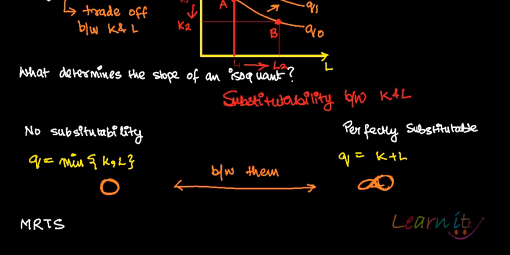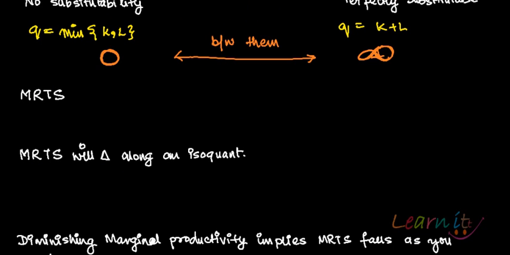Now, this leads us to the concept of the MRTS, that is, the marginal rate of technical substitution. How much labor you have to give up in order to get an extra unit of capital, or how much capital you have to give up in order to get an extra unit of labor, along an isoquant. And remember that your MRTS is going to change along an isoquant.